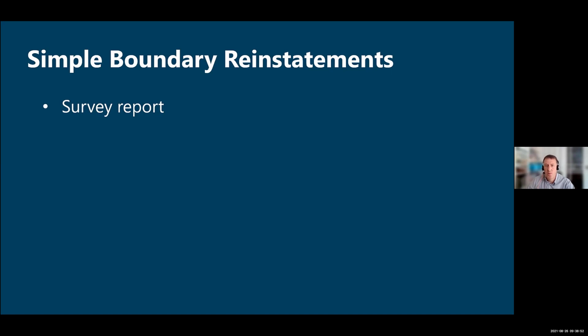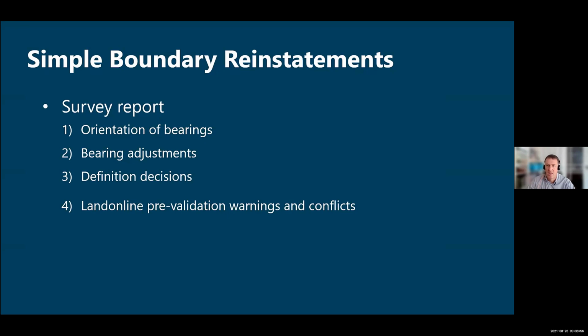Now, the survey report only needs to include 4 elements: the basis for determining the orientation of bearings, the basis for any bearing adjustments applied. You need to record your definition decisions so future surveyors can understand what you've done, and LINZ as well when they validate that CSD. And of course, you'll still need to report on the Landonline pre-validation warnings and conflicts, as required by the standard for lodgement for cadastral survey datasets.